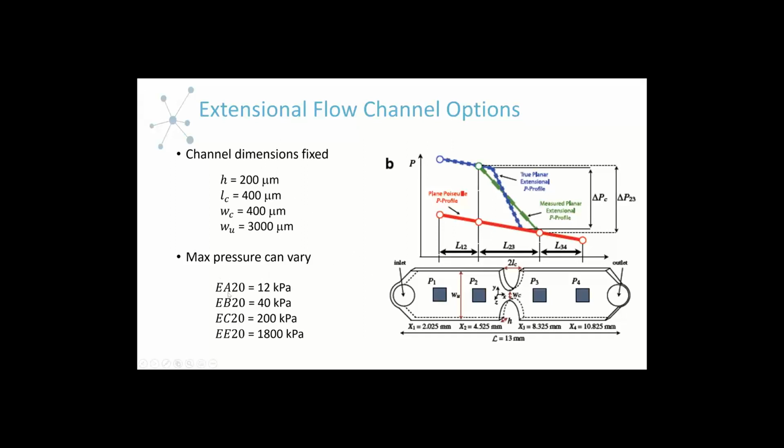However, we do have variation in the pressure sensors. The labeling in terms of A, B, C, and E is the same type of labeling we use for the uniform channels. So we can have a more sensitive chip where the max pressure is 12 kilopascals or something, or one able to handle higher pressures up to 1800 kilopascals.